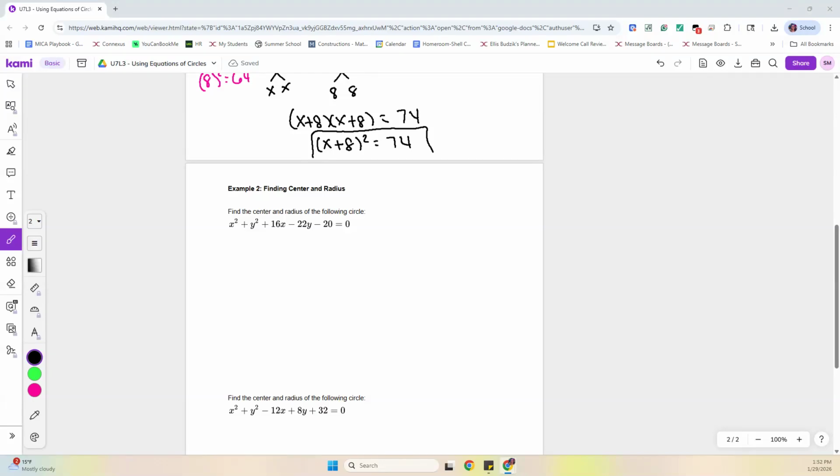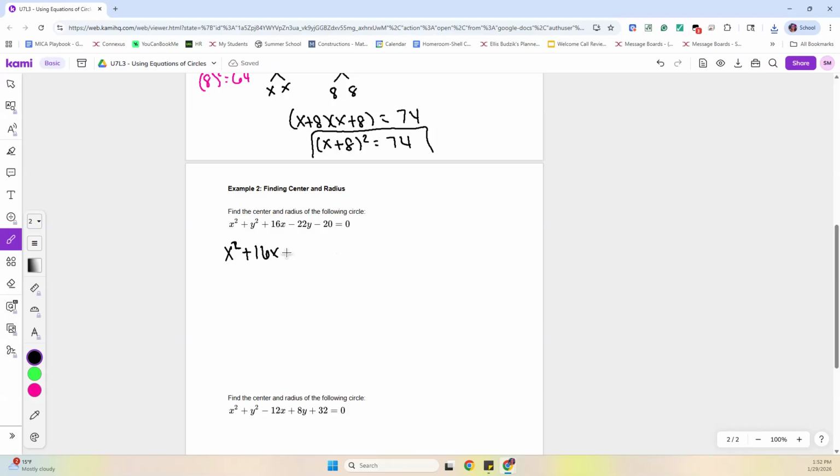For example 2, find the center and the radius of the following circle. So now we have x's and y's, which means we have more going on here. What I always like to do when we have x's and y's is group them all together. So I group my x's together: x squared plus 16x. And then I group my y's together as well.